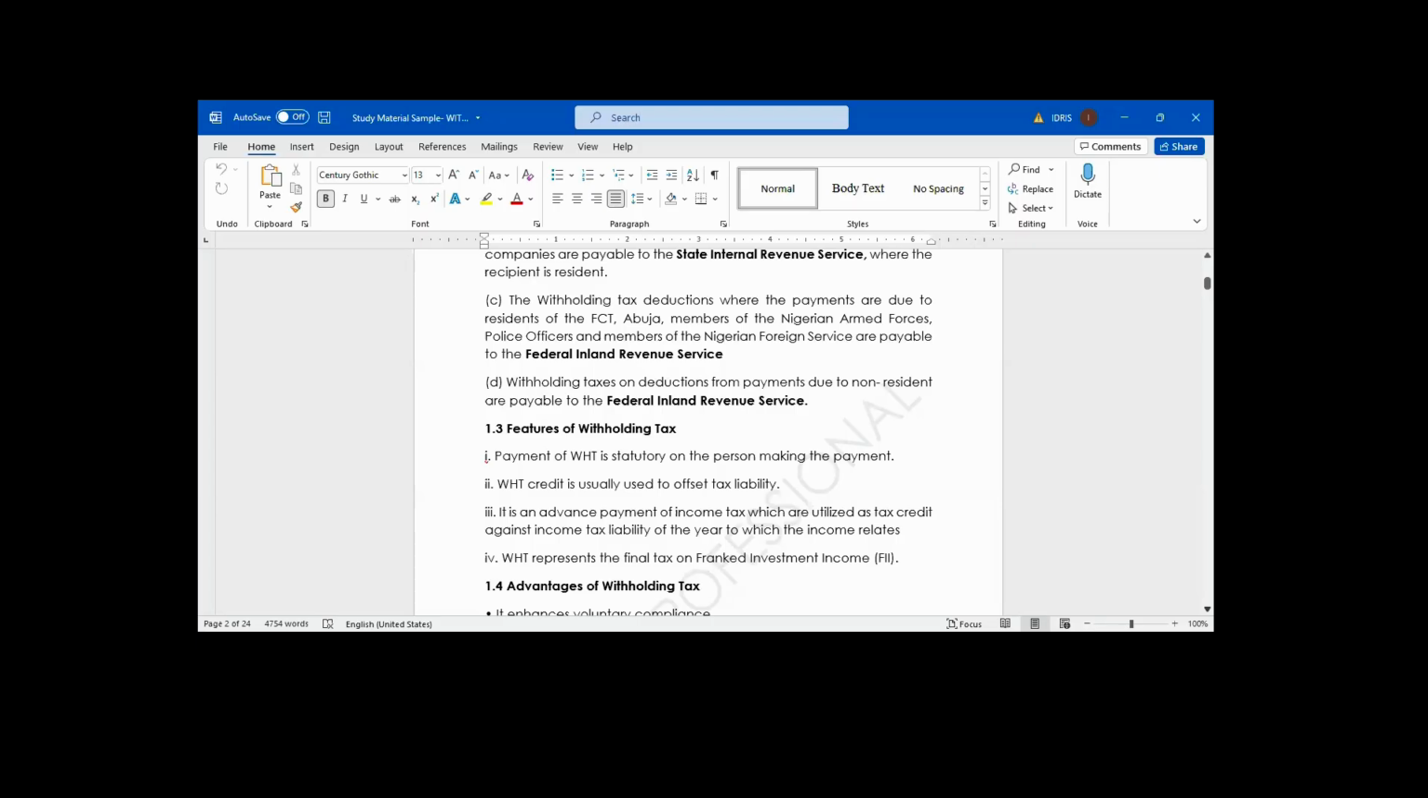What are the features of withholding tax? One of the features of withholding tax is that payment of withholding tax is statutory. It is required by the law. We have a regulation guiding withholding tax. We call it the Withholding Tax Regulation 2024. That regulation started, I think, from this year, 2025.